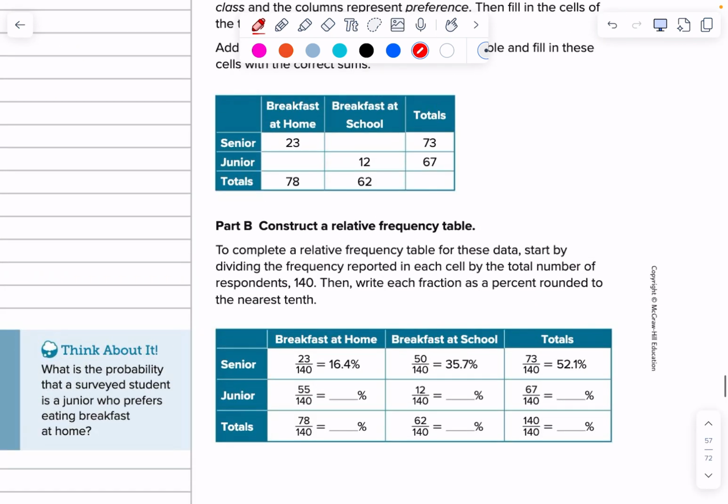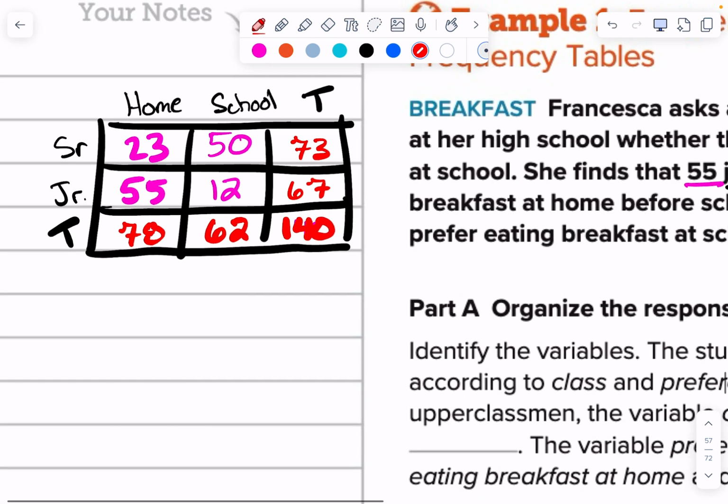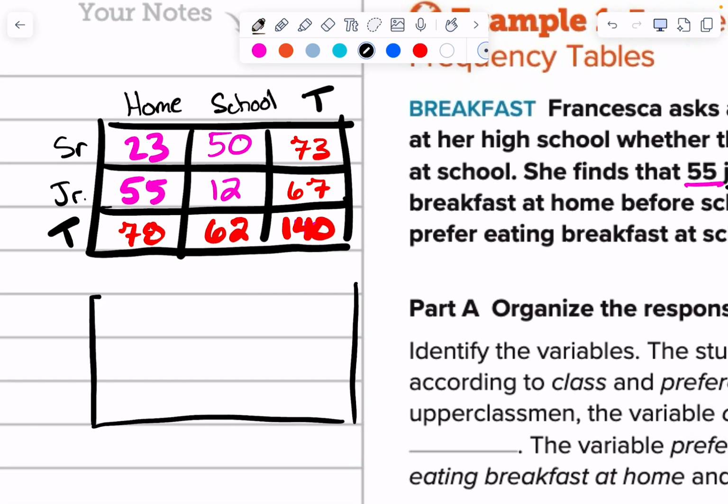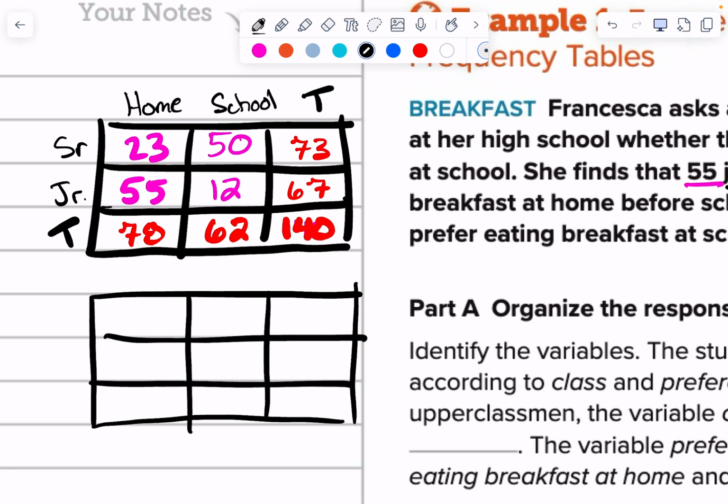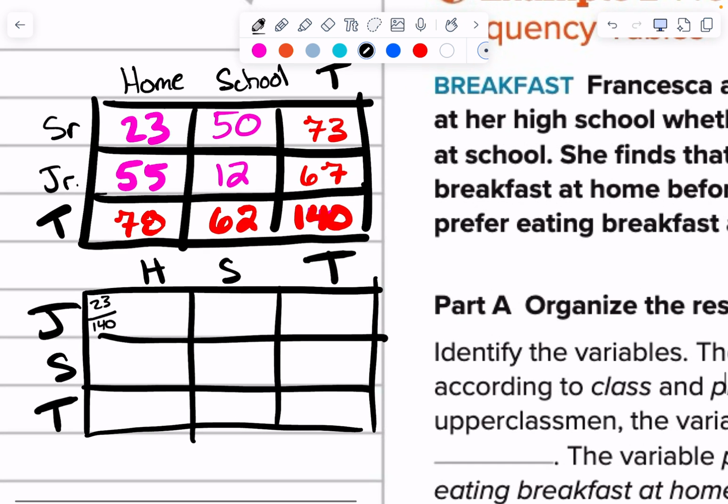Now they want us to find a relative frequency table. It's going to look exactly the same. So here's my relative frequency table. I'm going to change these to percentages. That's all I do. I still have home, school, junior, senior, total. 23, I'm going to take it and divide by how much? 140. Everything's divided by 140. So do these. 23 divided by 140.